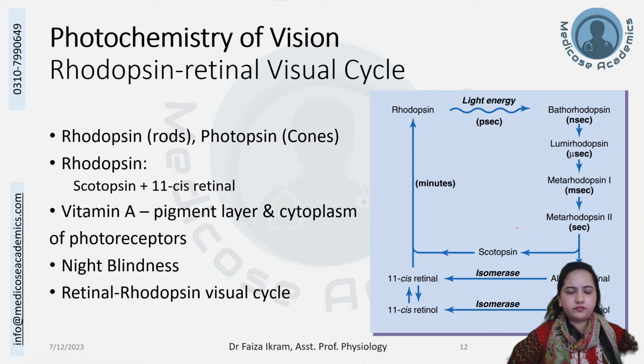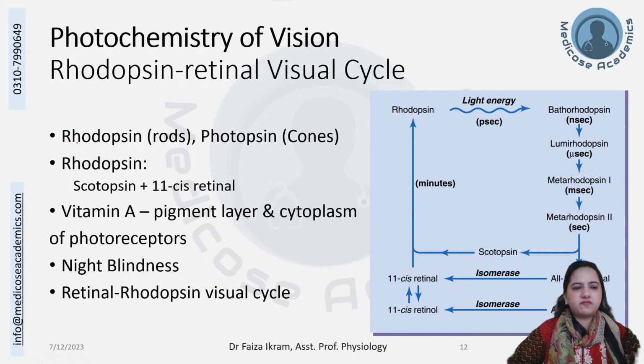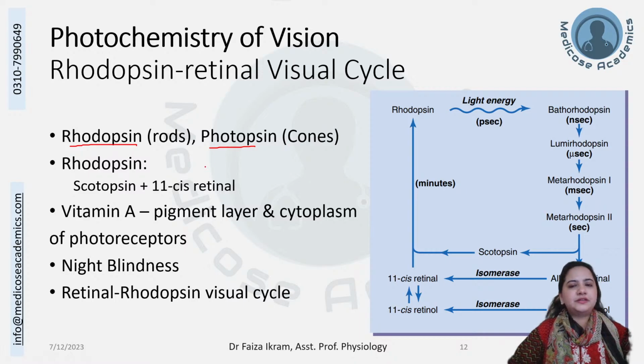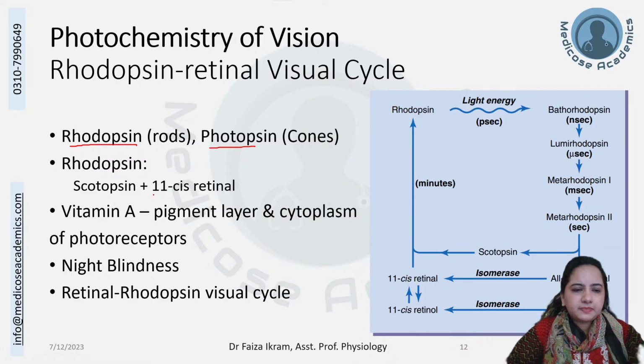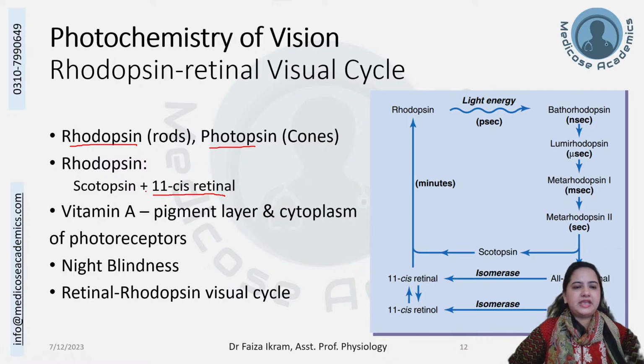Now that we know the photoreceptors, rods and cones have the photosensitive pigment in their outer compartment. That photosensitive pigment is rhodopsin in rods, which you can remember by the R, and photopsin in the cones. These pigments are further composed of two components. One, 11-cis retinal, and secondly, scotopsin.